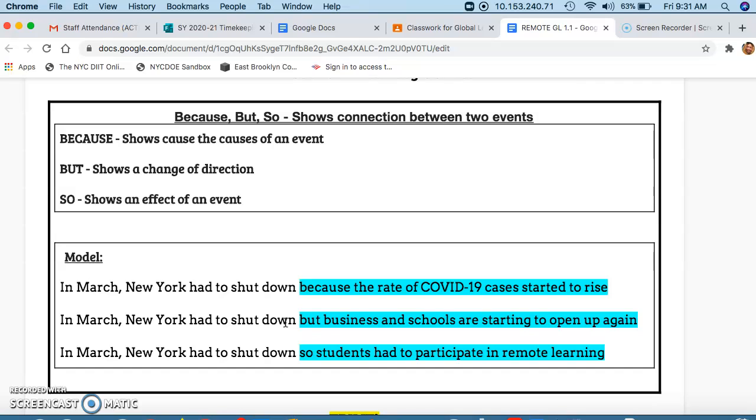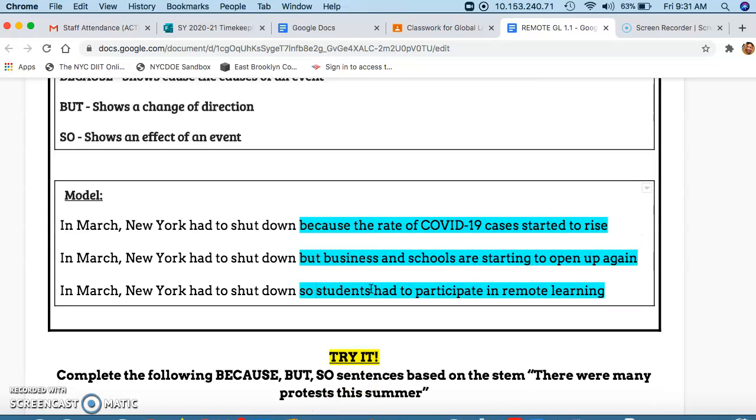That is an effect, right? What you don't want to do is make it so that that is going to fit here, right? Because that changes what the sentence is. So if you write, in March, New York had to shut down so that students had to participate in remote learning, I know that this is not cause and effect because so that does not fit in this sentence, right? If I were to write so that the rate of COVID-19 cases wouldn't rise, that still doesn't work because I can write so that, okay?